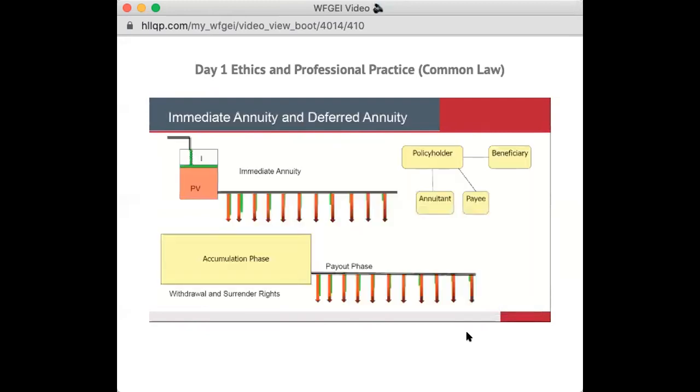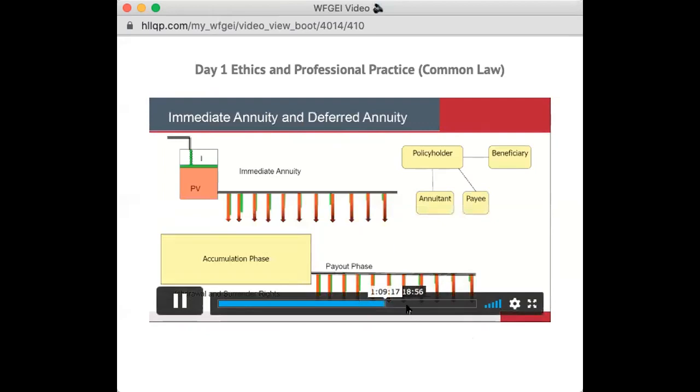Okay? So let's talk about annuities. There are two big blocks of annuities. The first one is what we call immediate annuity, and the next one is deferred annuity. In an immediate annuity, basically, you put in a whole pile of money. So your PV, your present value, is the amount of money that you've actually deposited. So let's say you deposit $500,000 or something.